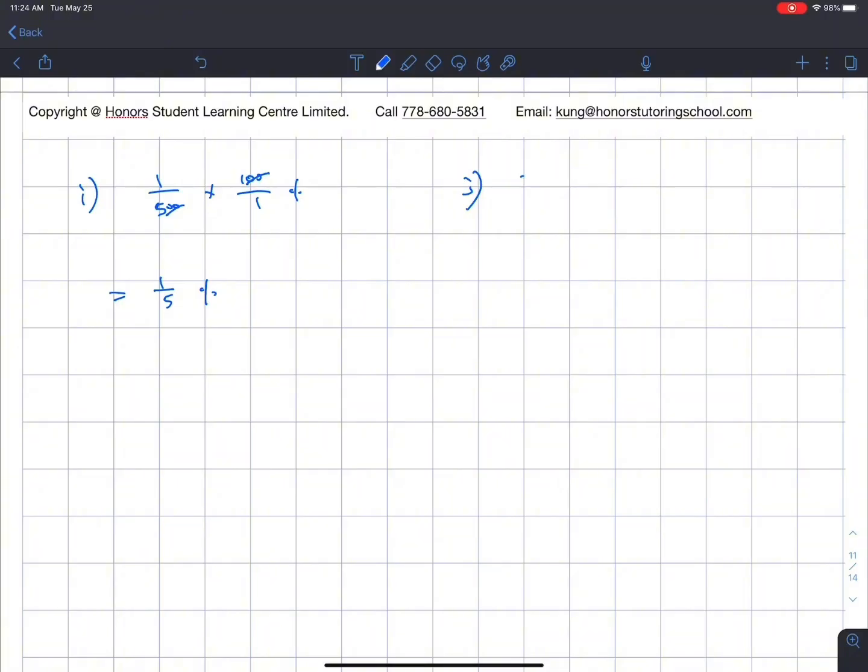J, 2 and 3 over 5 times 100%. So 3 over 5 is just 0.6. We can say that's 2.6 times 100%. And then I can use the same trick, just move the decimal point 2 to the right. 1, 2. And we get 260%.